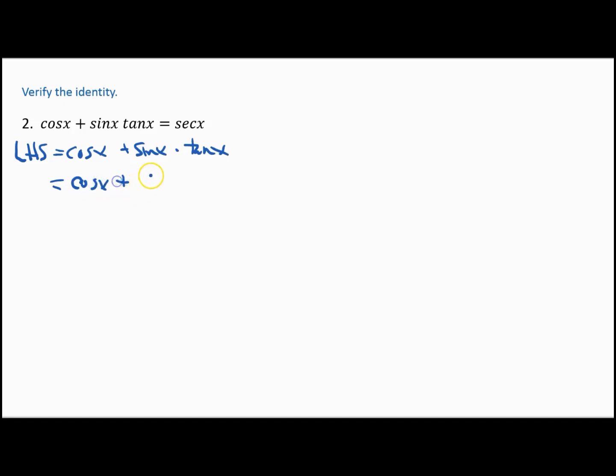Cosine of x plus sine of x, they are both already the way they need to be. Tangent of x I'm going to rewrite as sine of x over cosine of x. And remember what property that is, right? That's the quotient property. So you're going to have to know those.